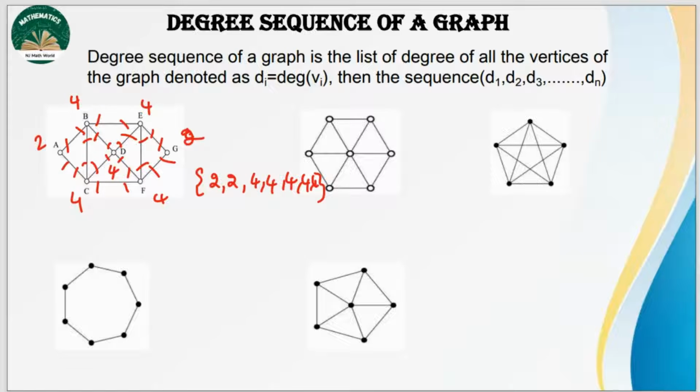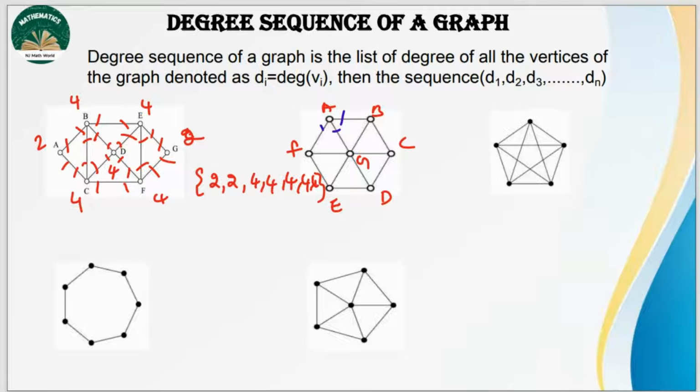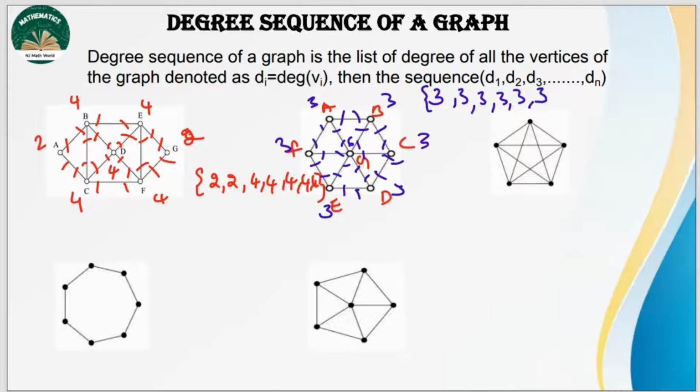Then, moving on to the next one, if I take these as A, B, C, D, E, F and G, what will be the degree sequence for this? A is 1, 2, 3, B is 1, 2, 3, C is 1, 2, 3, D is 1, 2, 3, E is 1, 2, 3, and F is also 1, 2, 3. And G is 1, 2, 3, 4, 5, 6. So here the degree sequence will be 3 six times, and then 6 at the end. So this is called the degree sequence.